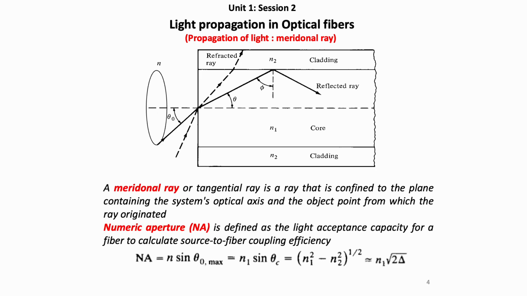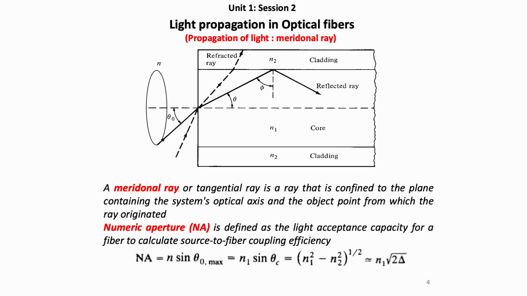Once we understand how the angle of incidence should be, and how the ray is reflected or refracted, next we need to understand the types of rays. We have the meridional rays and the skew rays. The meridional ray is otherwise known as the tangential ray because it passes through the axis. The ray is totally internally reflected and passes over the axis, so it is named the meridional ray or the tangential ray.